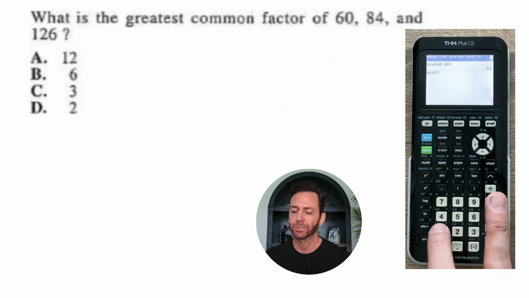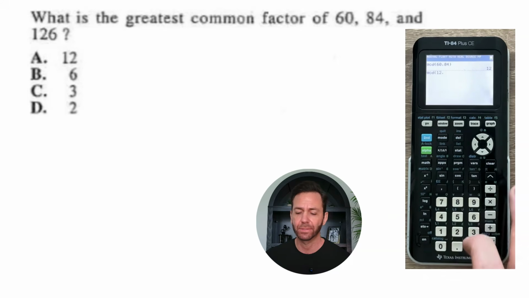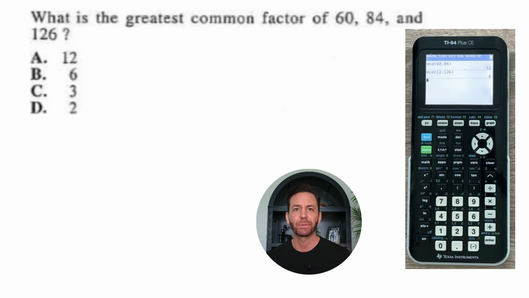So now I'm going to enter 12 and then the last number, 126. And it shows me that the greatest common factor is 6. So the answer would be B here. And this applies to least common multiple questions, like the second one, as well.